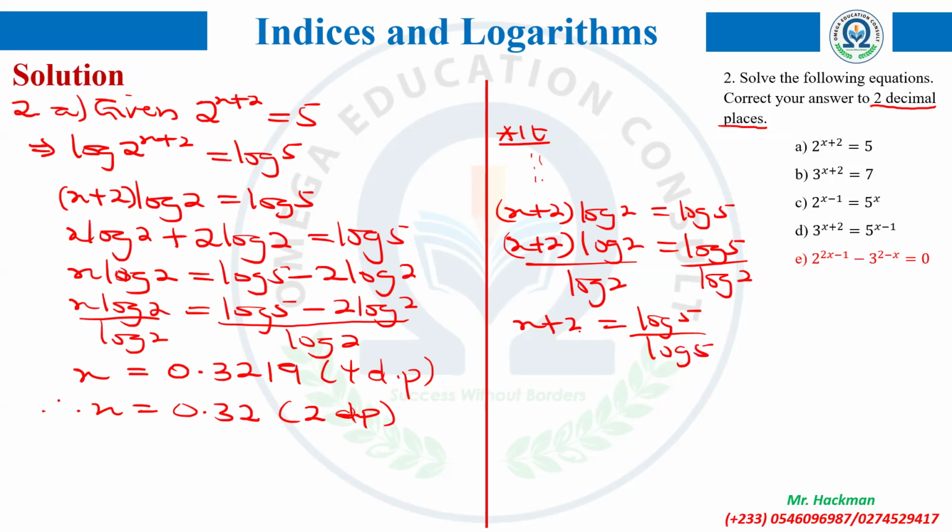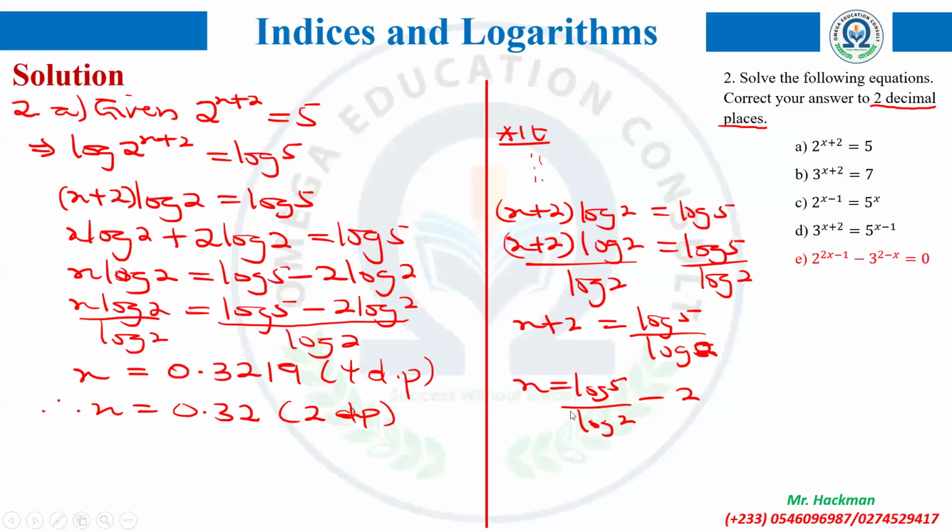But what are we looking for? We are looking for x. So x will be equal to, you move this one to that side, so log 2, forgive me. So you are going to get log 5 over log 2, then minus 2, all correct. If you like, you can write this as a single fraction, but it's not necessary.